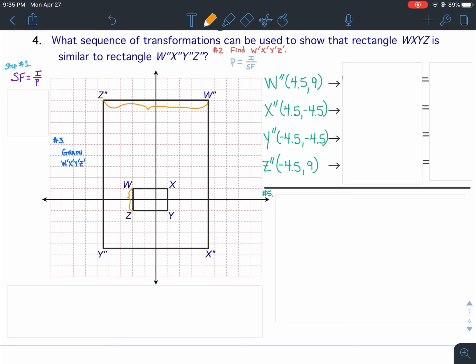When we have a dilation, step 1 is to find the scale factor. We're going to work backwards. To do that, we need to find the scale factor first. So I'm going to use W double prime, Z double prime, and WZ to find the scale factor.